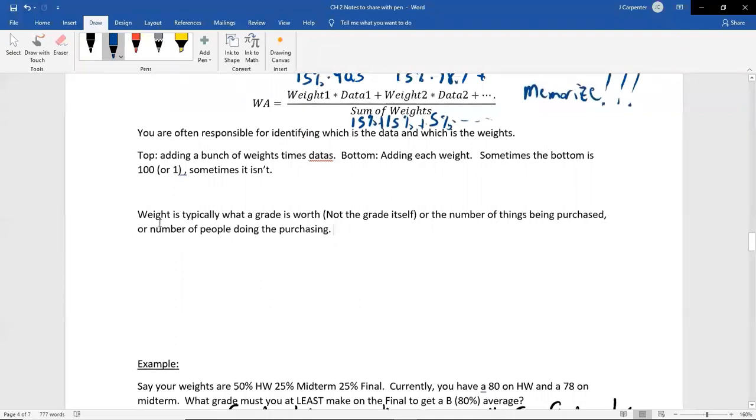But when we're talking about grades, your weight is typically what a grade is worth, not the grade itself. Again, the grade itself is what you earn. What the grade is worth is me saying it's 15%, it's 5%, it's 20%. When you're talking about items being purchased, it tends to be the number of things purchased because the more you buy, the more weight that category will have.